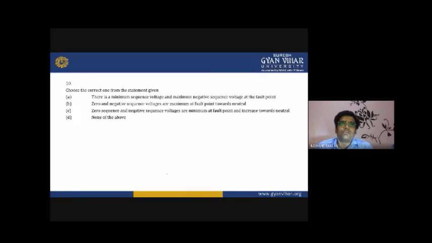Choose the correct one from the given statements. There is a minimum positive sequence voltage and maximum negative sequence voltage at the fault point. Zero and negative sequence voltages are maximum at the fault point towards the neutral. The zero sequence and negative sequence voltages are minimum at the fault point and increase towards the neutral. And option D is none of the above.